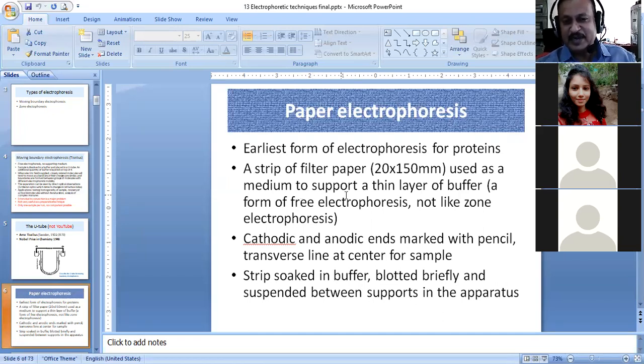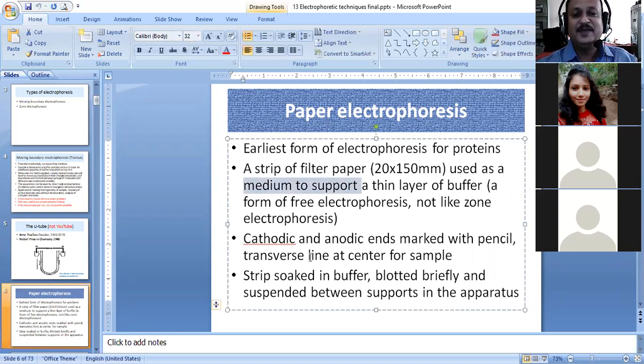Now, interestingly, this is again a free form of electrophoresis. What is free form of electrophoresis? The sample without any supporting medium. Now, see what I'm saying here. I'm using a filter paper strip as a medium to support, isn't it? So it looks contradictory. Here what we are doing is we are using a strip of paper.